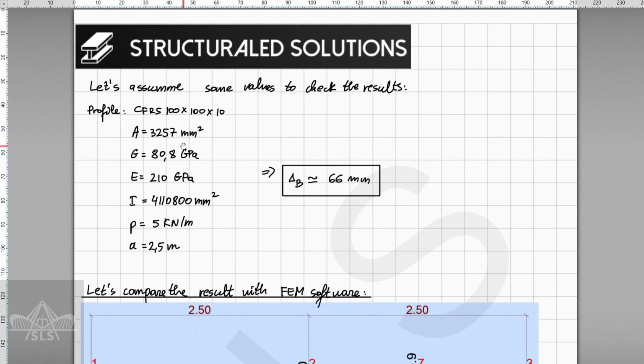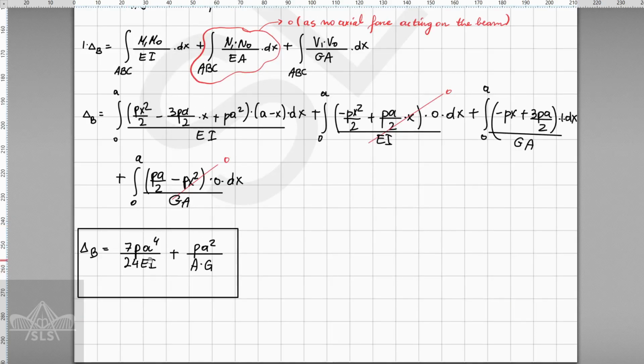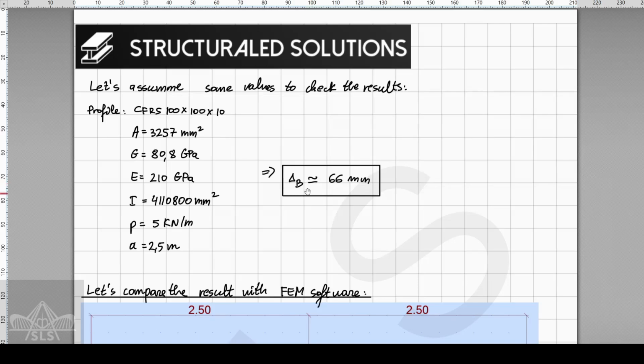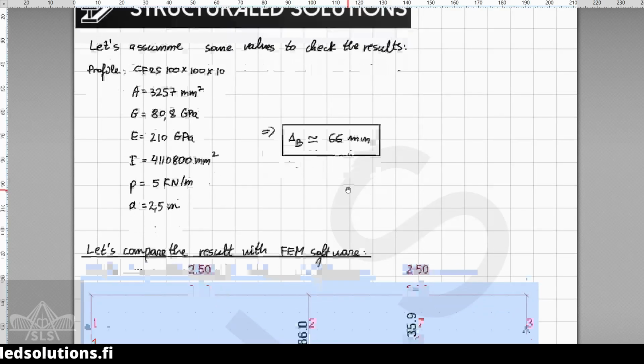But for this case, I found these values from the Autodesk Robot software, and I used these values and some values which I assumed, for example, the load P, which is going to be 5 kilonewtons per meter, and this a 2.5 meters. If we input all these values into this formula which we found, then we conclude that the displacement at point B is going to be 66 millimeters.